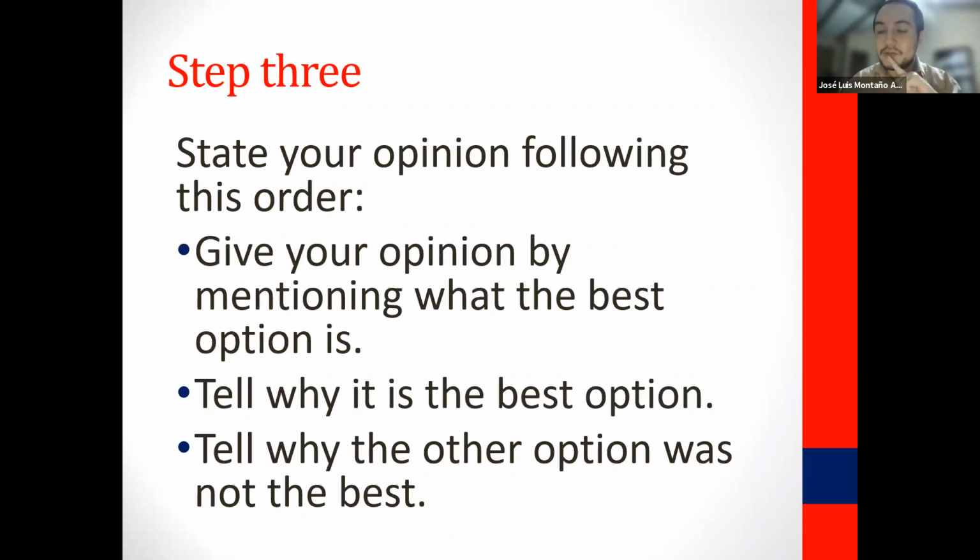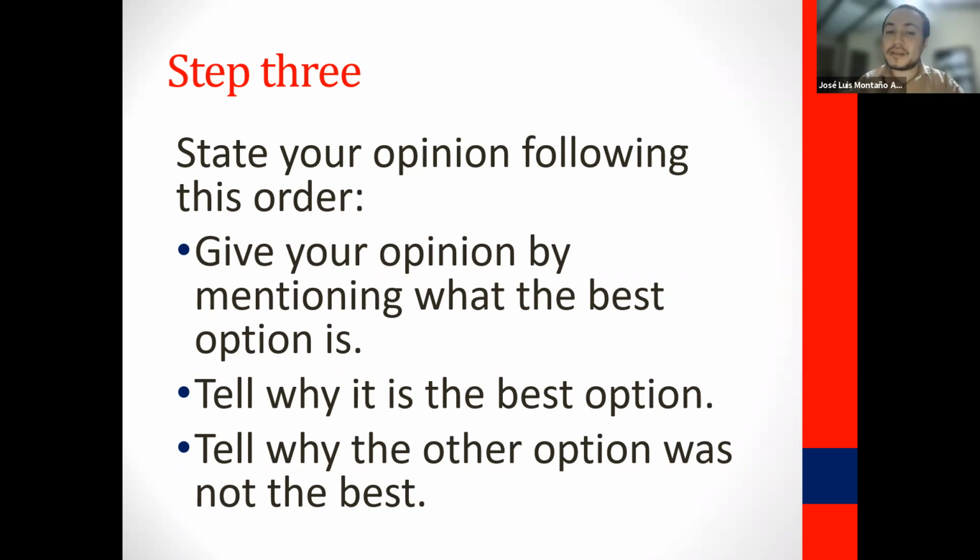Step 3. Now, this is very important because this is the way you have to structure your answers when recording. Estefania, let's read step 3, please. Okay, teacher. Step 3. State your opinion following this order. Give your opinion by mentioning what the best option is. Tell why it is the best option. Tell why the other option was not the best. Thank you very much, Estefania.